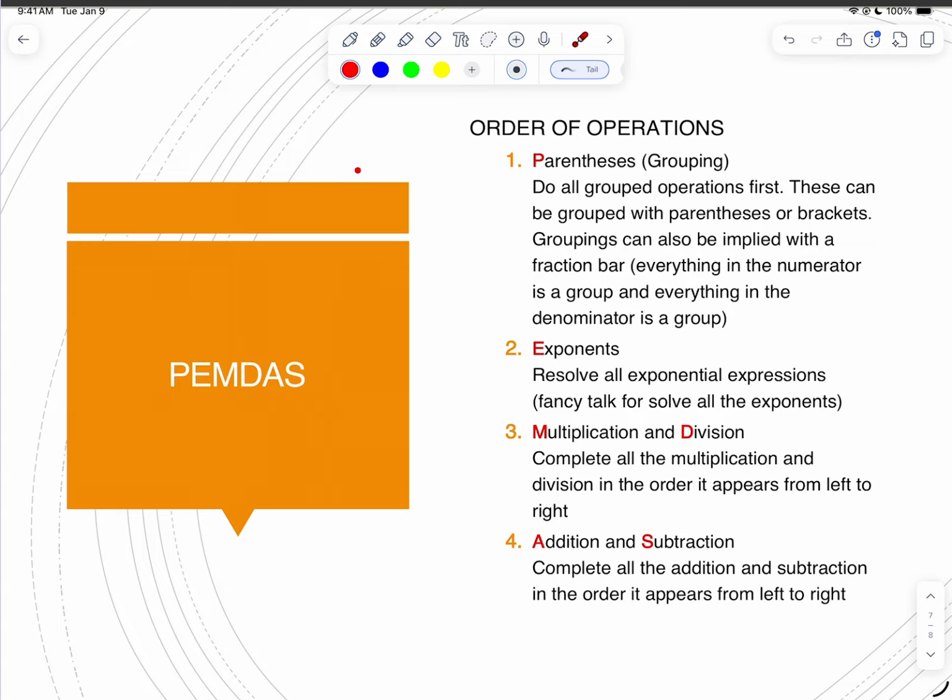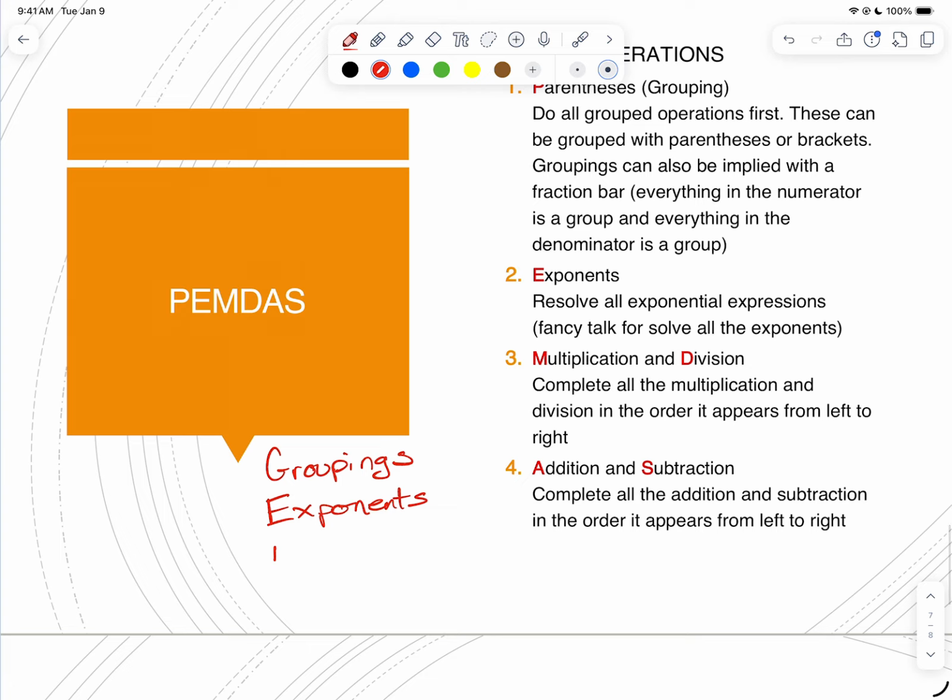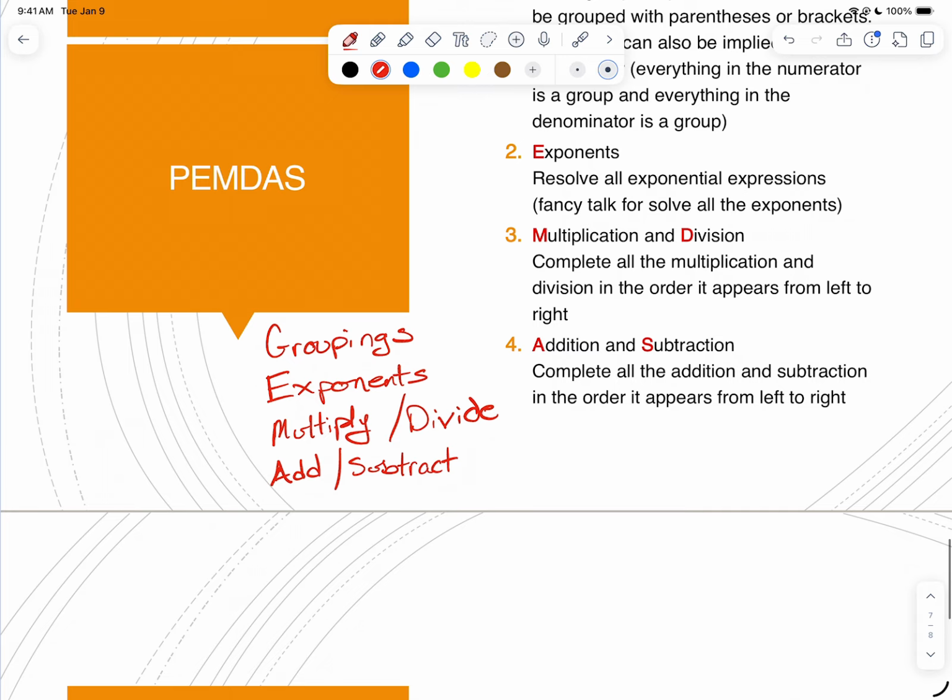First, we need to do groupings. That's the first one, all of the groupings. Second, we do the exponents. We're going to do all of the exponents. Then we multiply or divide. Or divide is critical, from left to right. And then we add or subtract from left to right. So let's do a few examples, right?